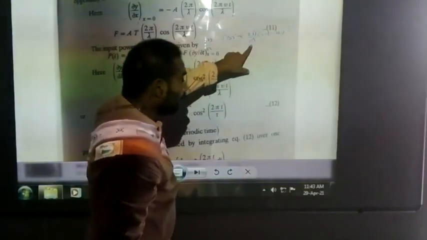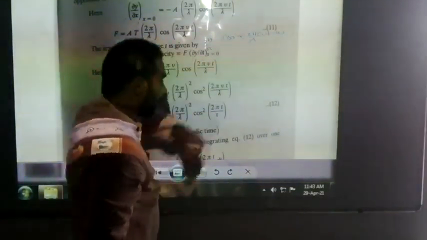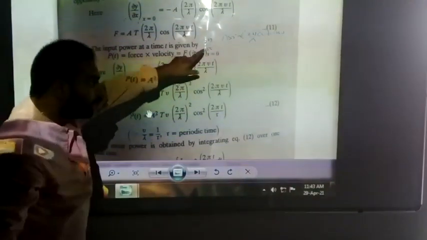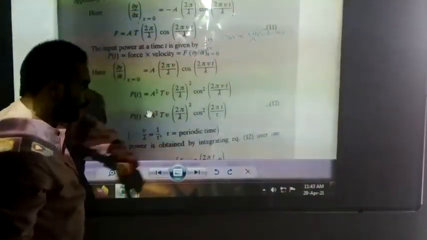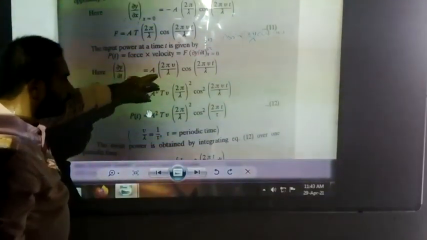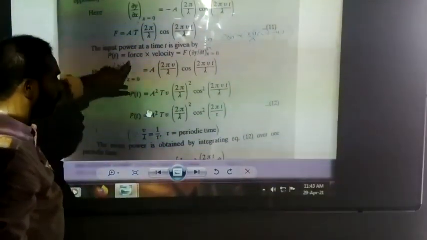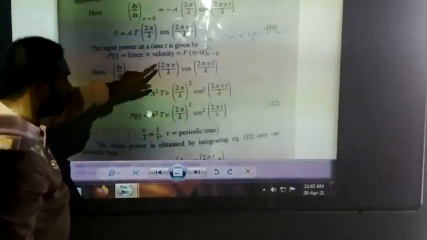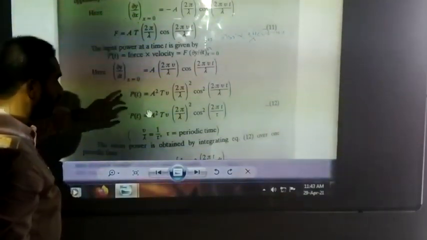2 pi v by lambda, 2 pi v by lambda. Okay, so 2 pi v by lambda into a is already there. So cos 2 pi vt by lambda. Now this is what? Dou y by dou t at x equal to 0. So x is 0, right? Now force is how much? This much. And velocity is how much? This much. Substitute these values in this equation.